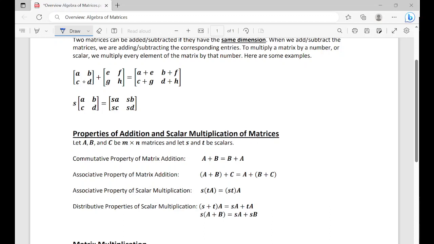So 2 by 2, 3 by 3, 3 by 2, 4 by 5, whatever. They have to be the exact same. If they're not the same, you cannot add them together. If we're multiplying a matrix by a scalar, S, when we take S and multiply it by this matrix, it's just going to be S times A for the first entry, S times B for the second, S times C for the third, and S times D for the last.